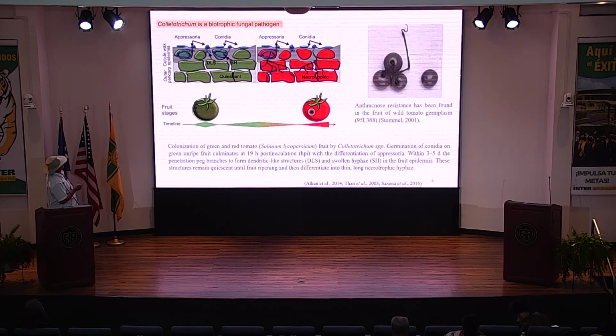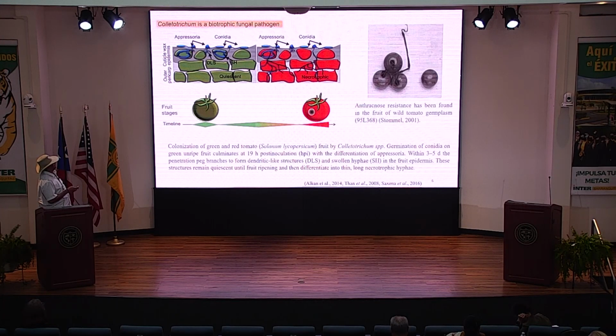So Colletotrichum is a biotrophic fungal pathogen. If we inoculate the green fruit, then the appressoria is a specific hyphae that can penetrate. Once it has penetrated, it is going to produce the haustoria. This haustoria enters into the cells to suck the juices or the essential nutrients. The appressoria will be more or less dormant till the fruit becomes red, and then in the red fruit, it can produce this necrotrophic effect. This is the anthracnose I am talking about.